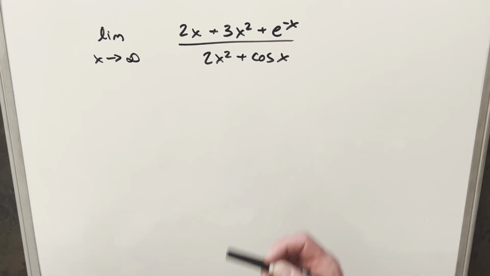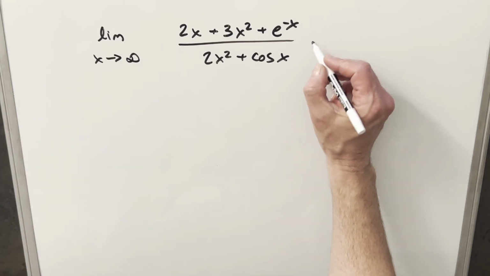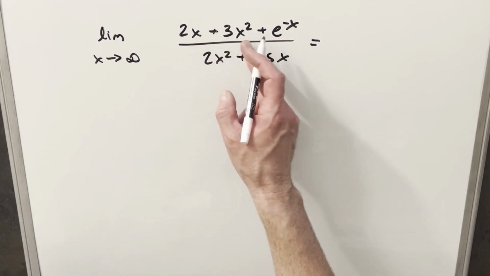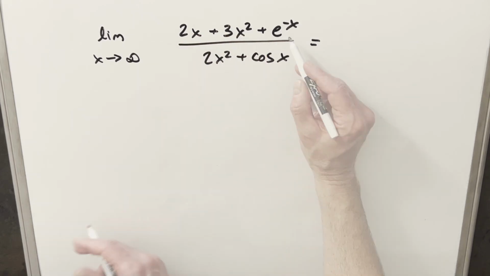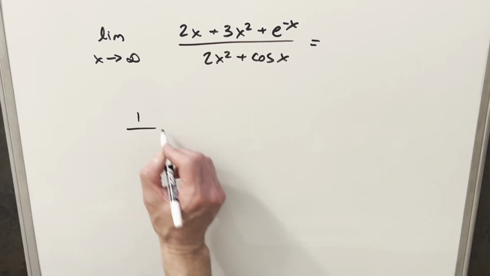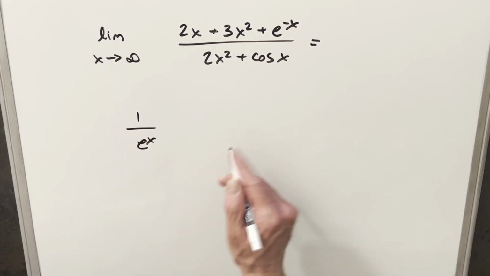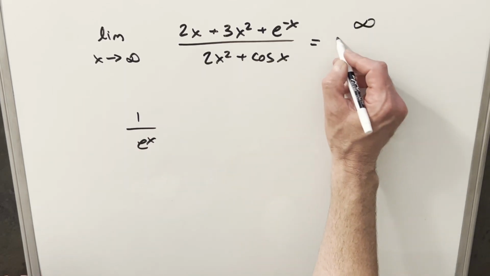Okay, to get started with this, I'm just going to try to evaluate it and see what's happening at infinity. So just plugging in as much as we can, plugging in infinity. 2x plus 3x squared, that's all going to infinity. But then for e to the minus x, we can look at that as 1 over e to the x. And so when x is going to infinity, this is going to 0. But still in the numerator, we're going to infinity.